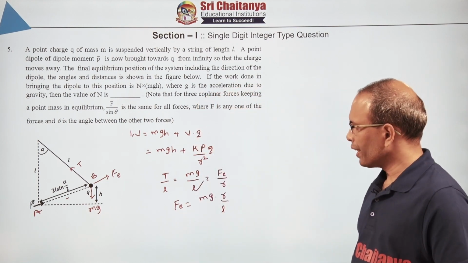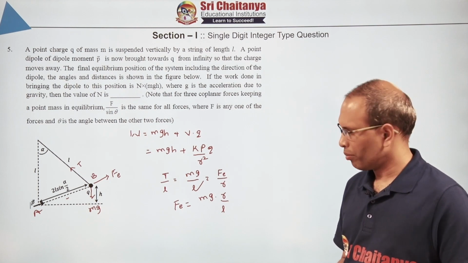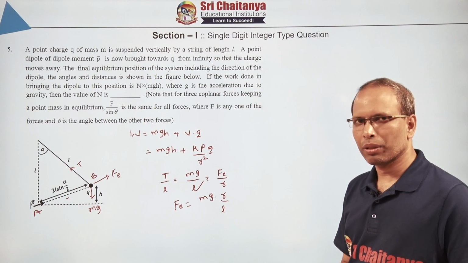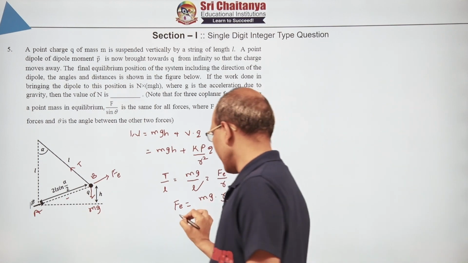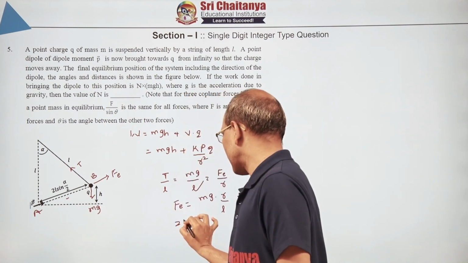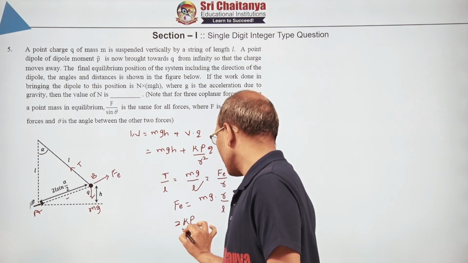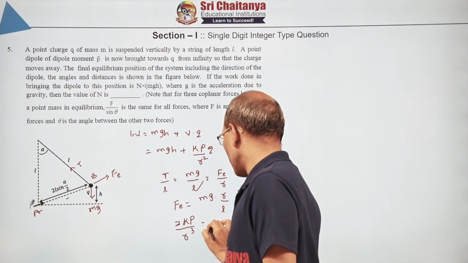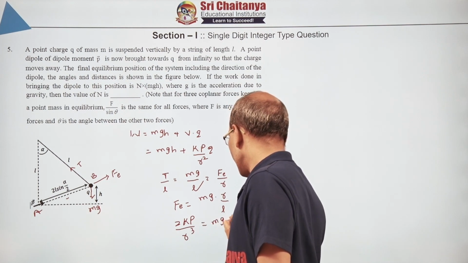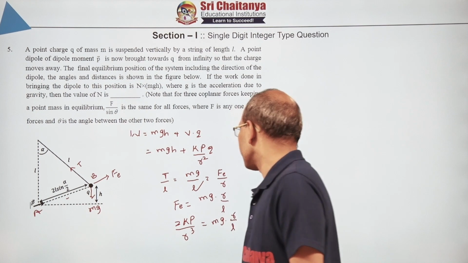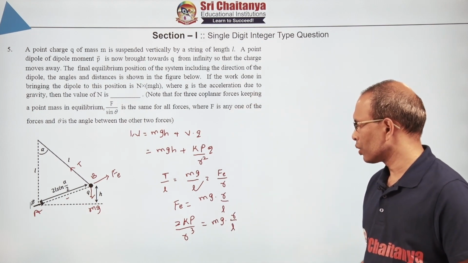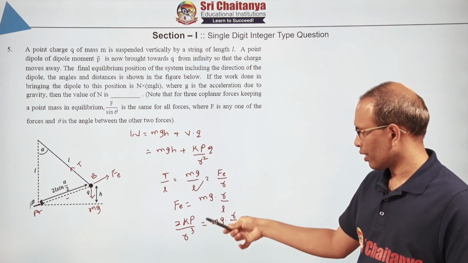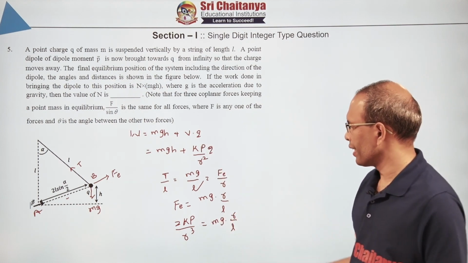Now what is Fe? The electrostatic force due to the dipole. So due to a dipole, the electric field at that point will be 2kp by r cube. So this can be written as 2kp by r cube is equal to mg into r by L. This is mg into r by L. Now what do we have to calculate here? kpq by r square. Let us convert this term into that.